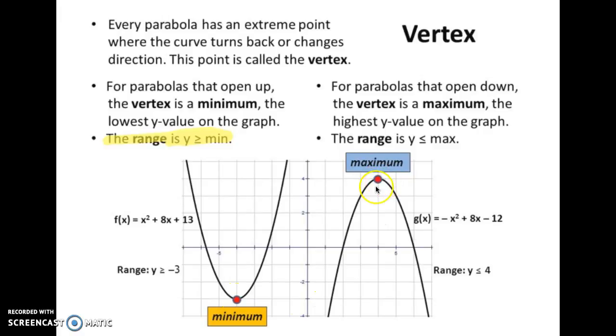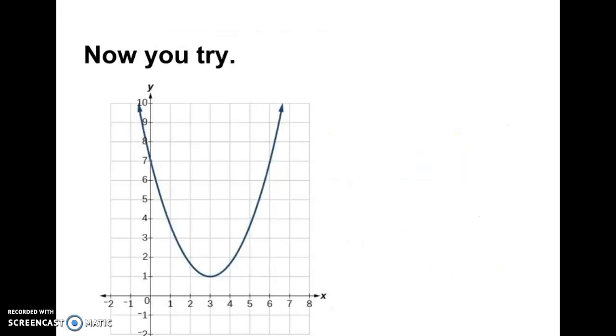If we have a maximum value and our graph opens downward, this vertex is going to be our maximum point, and in this case, the range is going to be less than or equal to whatever that maximum value is. So in this case, it would be 4. So right down here, I have the range is less than or equal to 4, and on this one, the range is greater than or equal to -3, because it starts at -3 and goes up. It starts at 4 and goes down. Now, here's an example for you to try and answer some questions about.